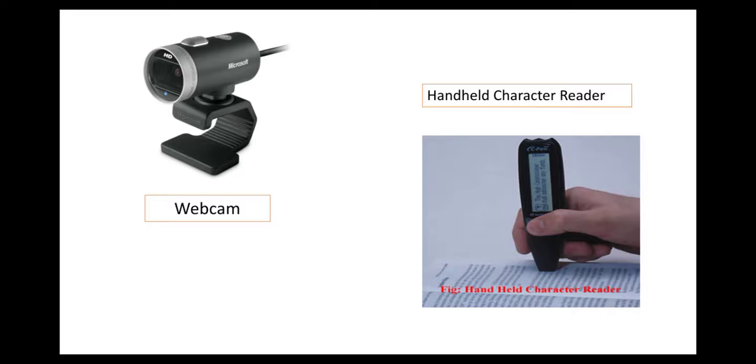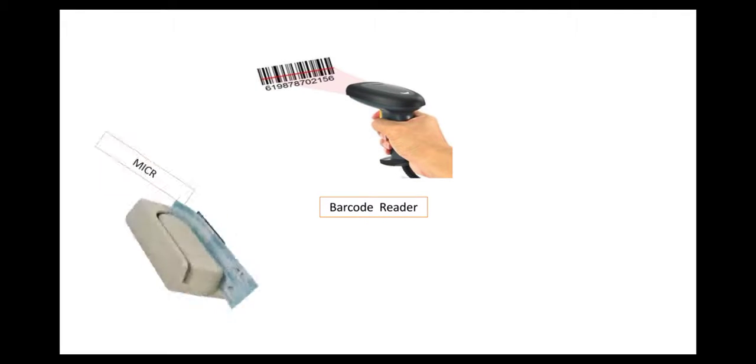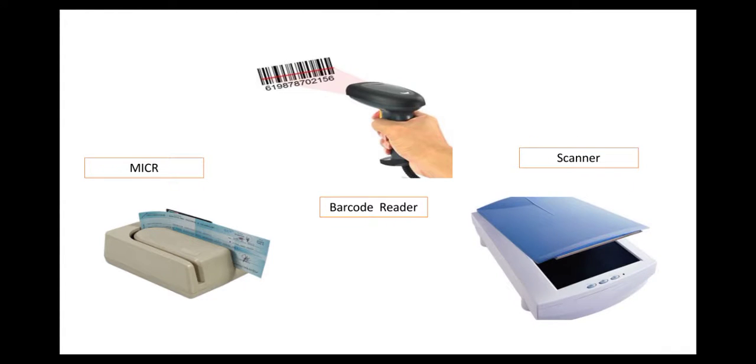This is the second picture. This is a handheld character reader, or OCR, optical character reader. You can scan the text from a book and save it into your computer. The barcode reader is used in departmental stores and medical stores, and it reads the barcode placed on every product. This is MICR, magnetic ink character reader. It is used in banks to read checks. This is the scanner, used to scan text or images and save them into our computer.